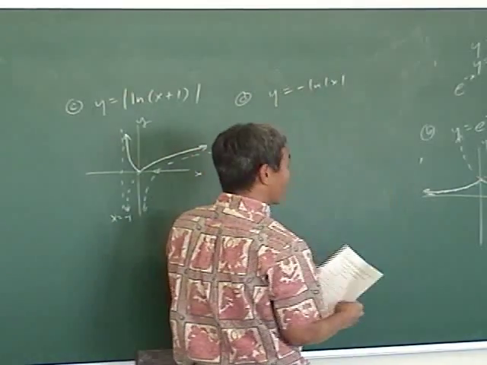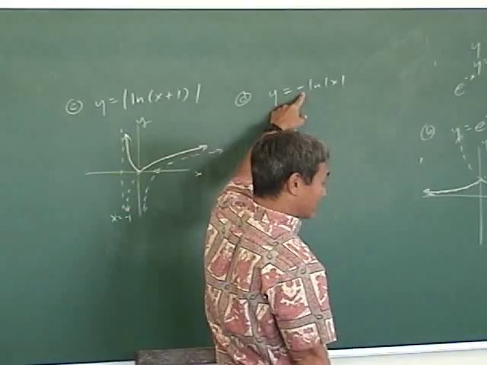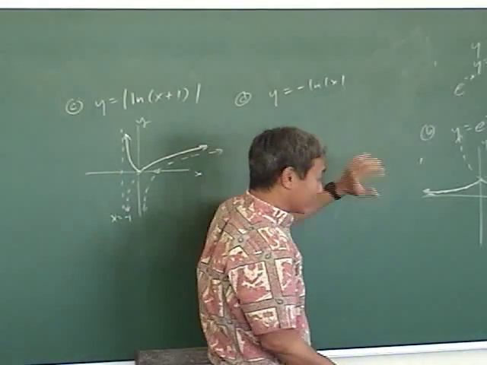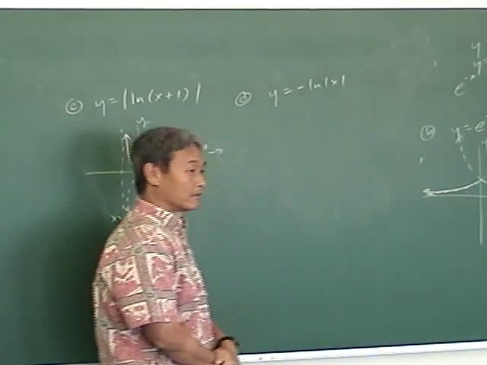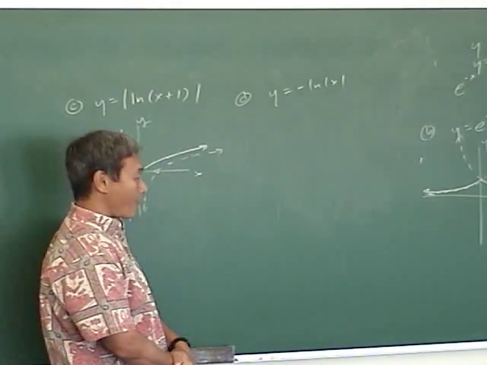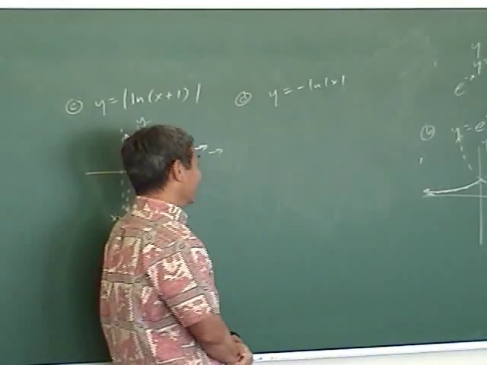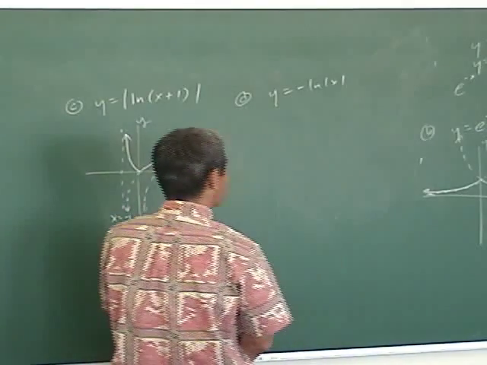Again, two things going on. This one reflects it over the x-axis. This one means erase everything to the left of the y-axis, keep it, and reflect it. Does the order matter? Just think about it.